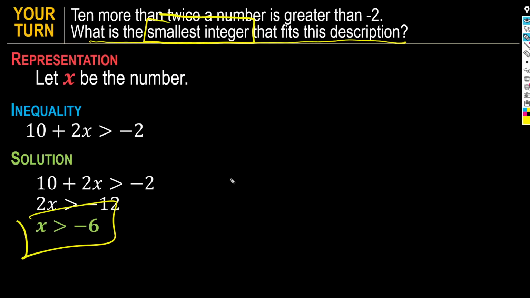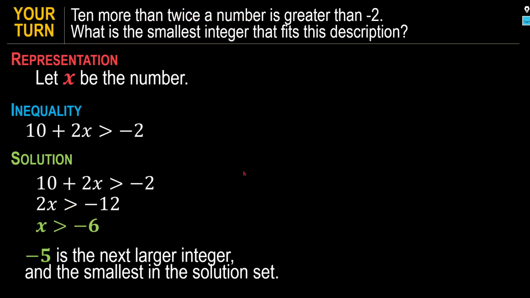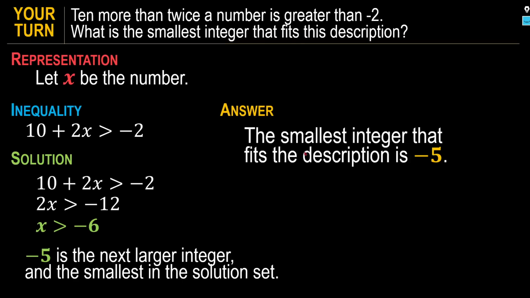Diba? Kung isipin natin, look at this. This is -5. That is the next larger integer after -6, but also the smallest in the solution set. Yung sinasabi, the smallest that fits the description. Oh, diba? So again, based on our looking back, we can now safely and confidently state that my final answer is that the smallest integer fitting that description is negative 5. Okay? So again, kailangan iniintindi na mabuti yung problem.